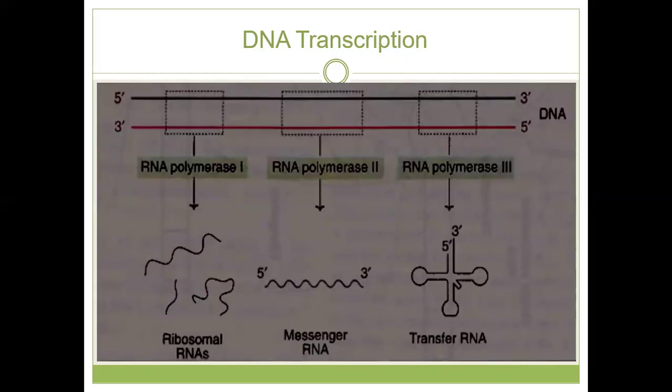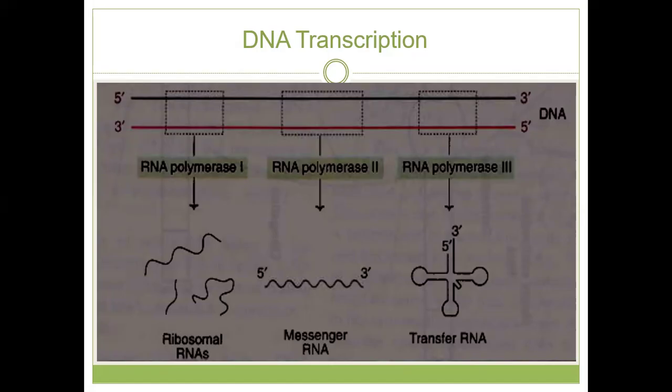Yes, sir. Now, the next process is called DNA transcription. And what is transcription? Transcription is the process by which the genetic information in the DNA is copied to form RNA. The RNA that is just formed is called heterogeneous RNA.